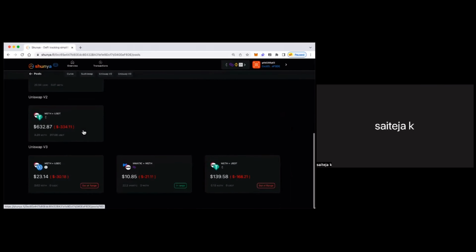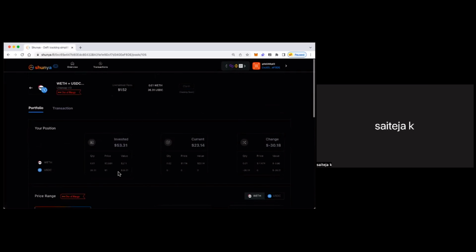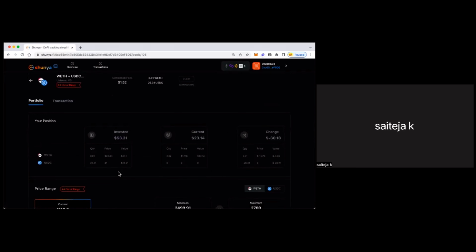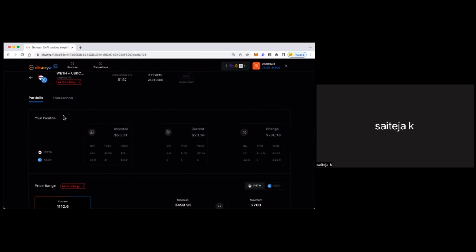So let's go into one of the pools on Uniswap V3. Here I get to know whether my position is in range or out of range, based on the concentrated liquidity range that I provided. You can click on this and go one step ahead into the analytics part. For this position, I have $1.52 worth of unclaimed fees, and these are the individual assets that are pending.